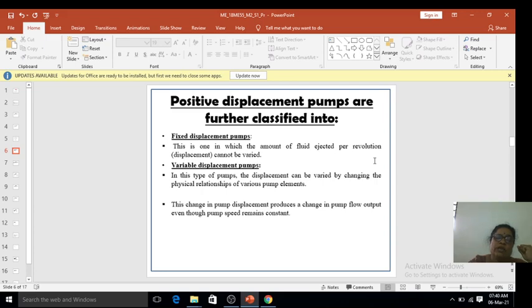When it comes to variable displacement pumps, the displacement can be varied by changing certain physical parameters or physical relationships of various pump elements. This changes the pump displacement and produces a change in pump flow output even though the pump speed remains constant.